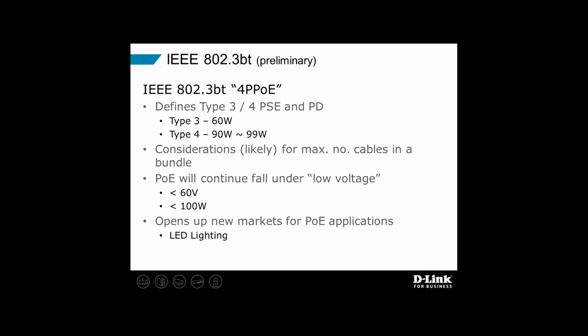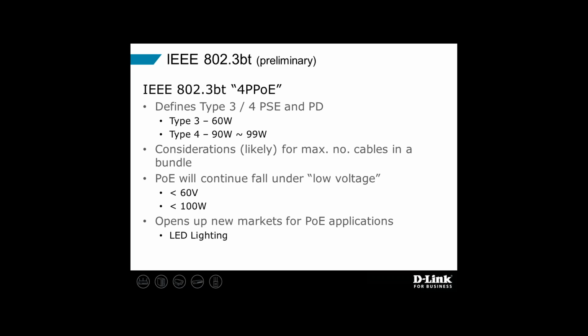So a little bit more on BT, 4-pair power over Ethernet. I didn't mention types 1 and 2 earlier when we talked about 802.3 AF and AT. The new standard will define 2 new types of PSE and PD, type 3 and type 4. Type 3, in all likelihood, achieving 60 watts at the PSE interface, and type 4, somewhere between 90 and 99 watts, I believe, is what they are looking to do in the IEEE standard.